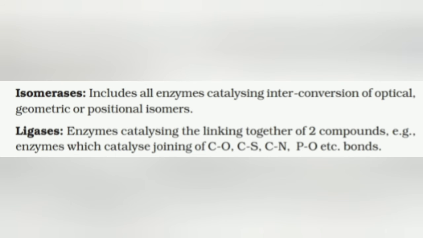Next is isomerases, includes all the enzymes catalyzing interconversion of optical, geometric, or positional isomers. Isomers have same structural formula but different 3D structures. Ligases, enzymes catalyzing the linking together of two compounds. Example: enzymes which catalyze joining of carbon oxygen, carbon sulfur, carbon nitrogen, phosphate oxygen, etc. bonds.